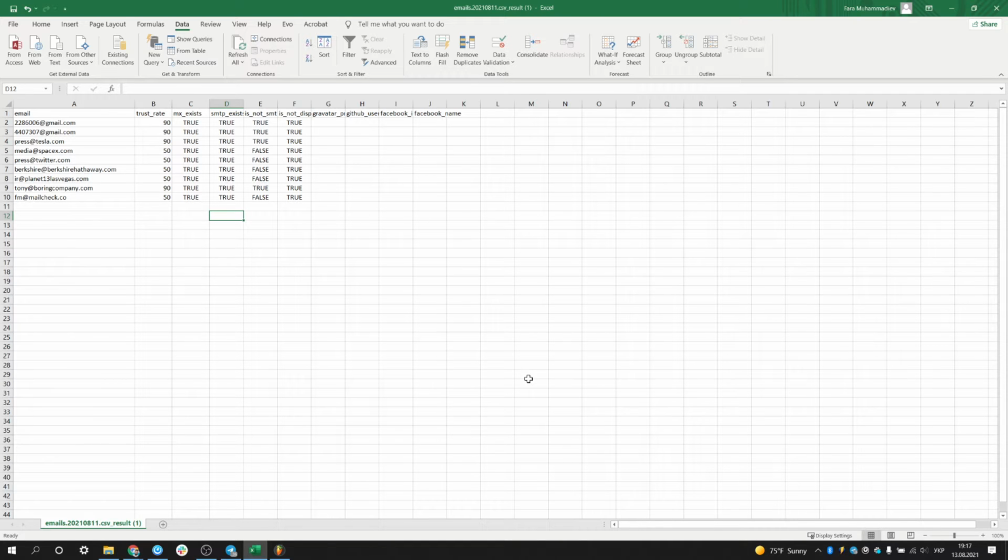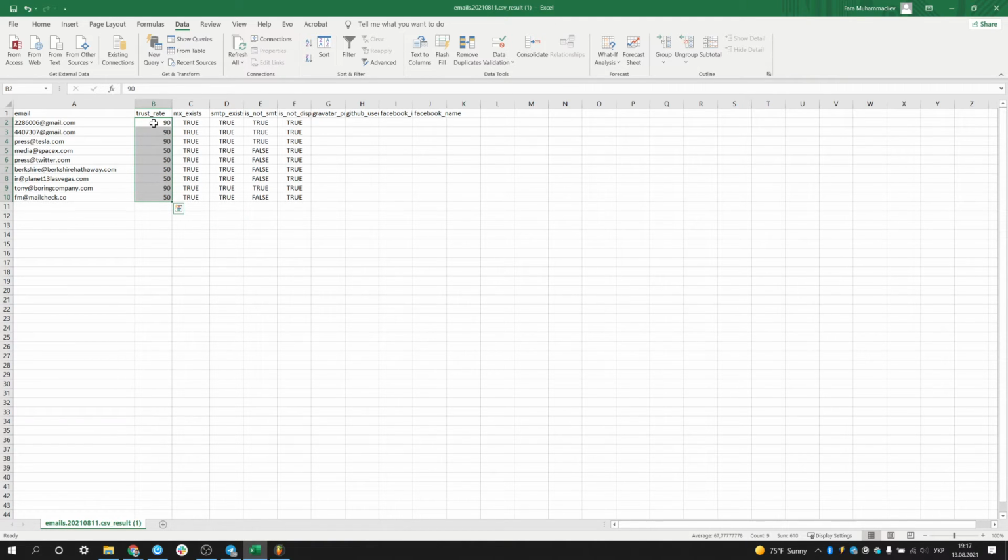The crucial and very important one is trust rate. So what is a trust rate? Basically, it's an internal evaluation algorithm, the outcome of the aggregated parameters that define whether the email is safe to use or not. Briefly saying, the trust rate is our internal parameter, and it is one of the parameters that show us whether the email is valid or invalid.